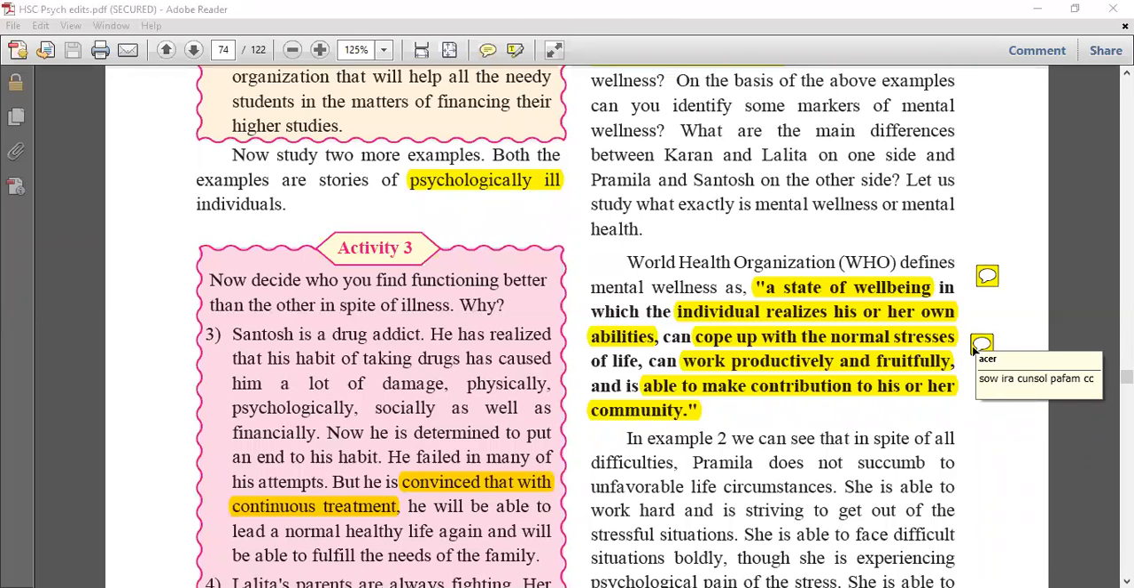Oh, this Tanishq has it by heart. You always mention it. So ERA, CONSOL, PERFORM, CC. SOW stands for state of well-being. ERA: individual realizes his or her own abilities. CONSOL: cope up with normal stressors. And then perform, CC.